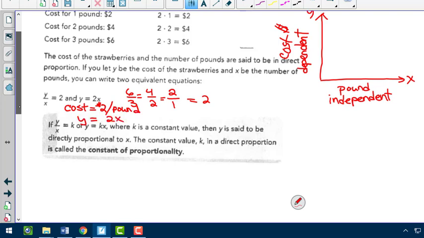If y over x is a constant, we call it k, and y equals kx, where k is the constant value, then y is said to be directly proportional to x. The constant value k in that direct proportion is called the constant of proportionality. You're always going to get the exact same constant.